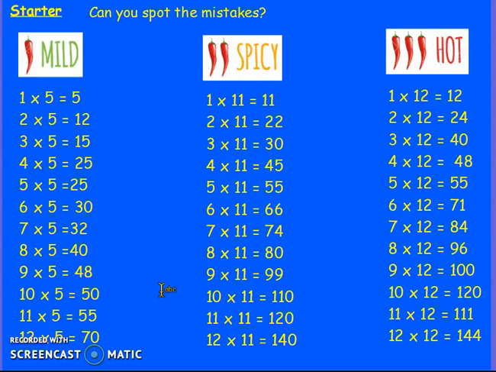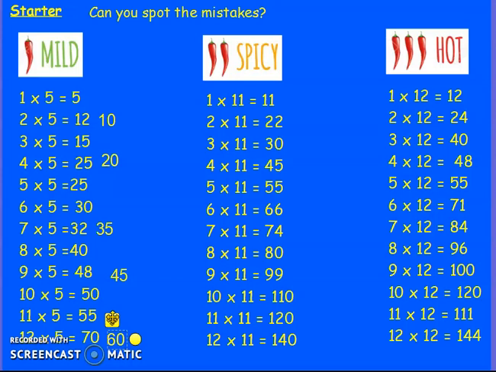Okay, let's have a look at the mild challenge. You will have spotted a mistake here because 2 times 5 is 10, not 12. 4 times 5 is 20, not 25. 7 times 5 is 35, not 32. 9 times 5 is 45. And 12 times 5 is 60. I think I've spotted all the mistakes there. Give yourself a tick if you got all those right.